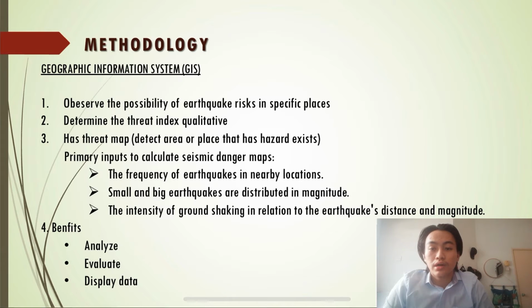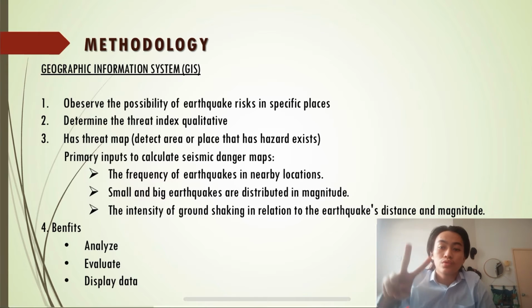It also is a system capable of capturing, storing, analyzing and managing geographical data about the land that may be utilized to make plans and choices. Besides, it can determine the threat index qualitatively. The disaster threat index is based on two components.